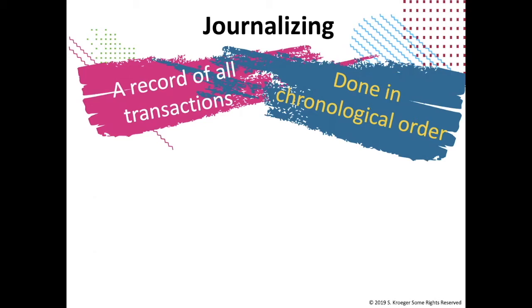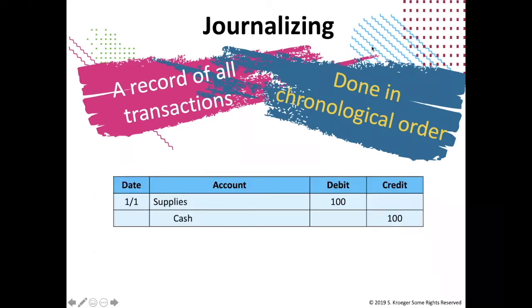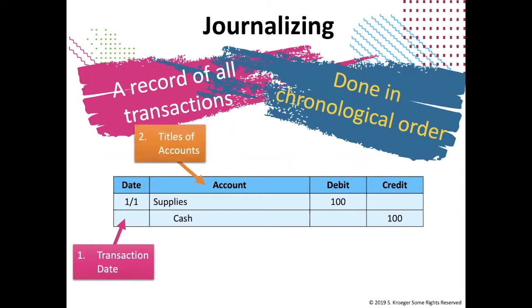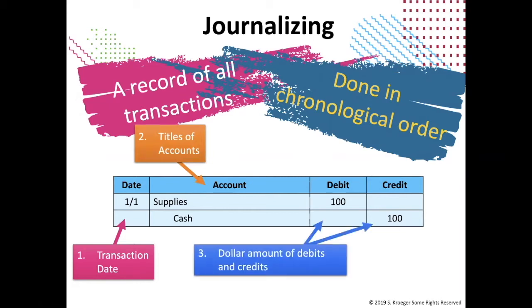This is what a journal looks like. For this example, we paid cash to buy supplies. The first column is the date. In this case, it's 1/1 for January 1st. Next, we have the accounts we will be using. I'll go over this in a moment. Then we have the dollar amount.